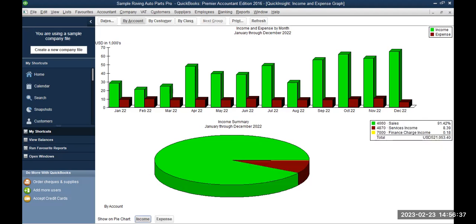But if I click on income, it will show me my highest income comes from sales income, then service income is little, and finance charge income is little. Okay, so you can see them by pie chart.